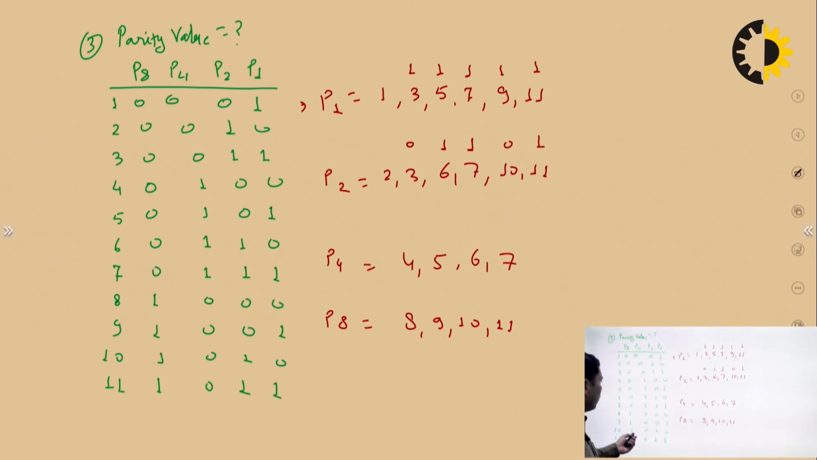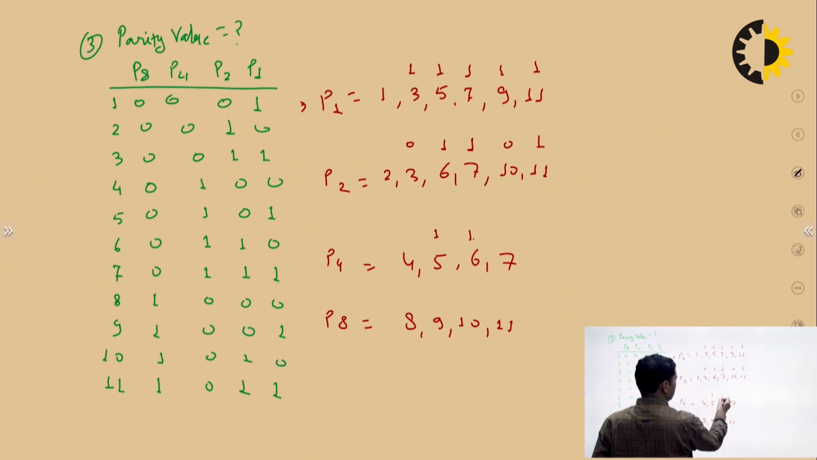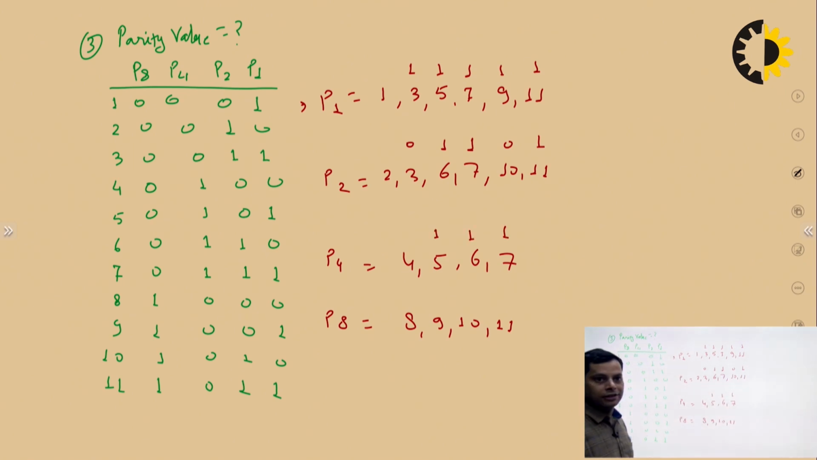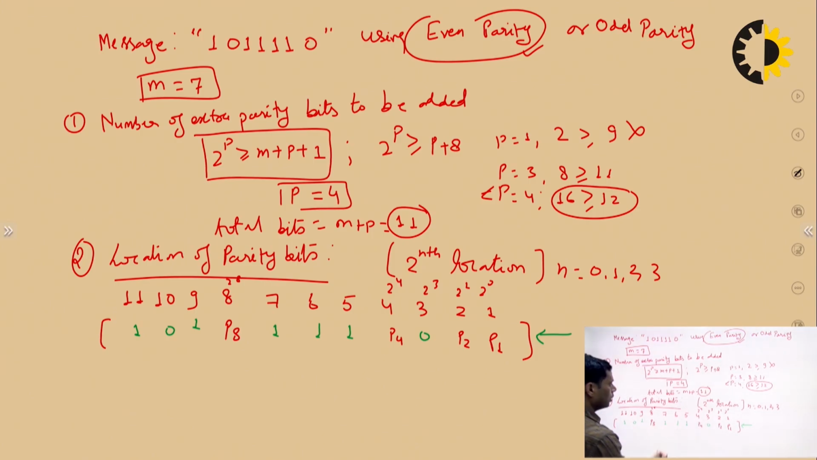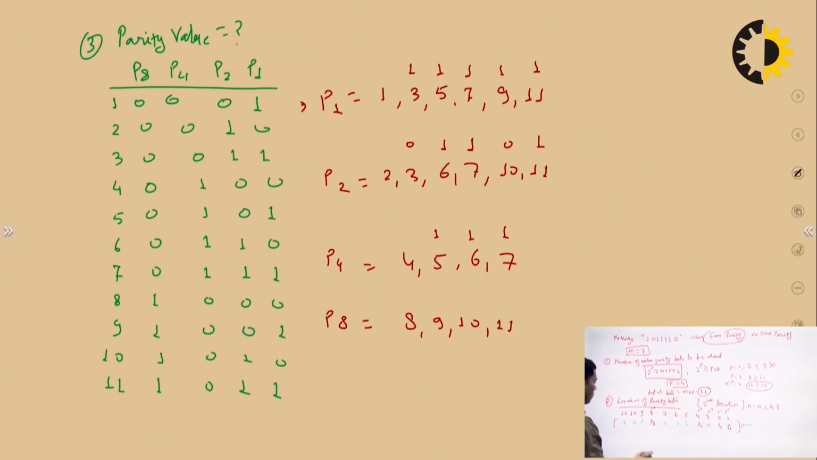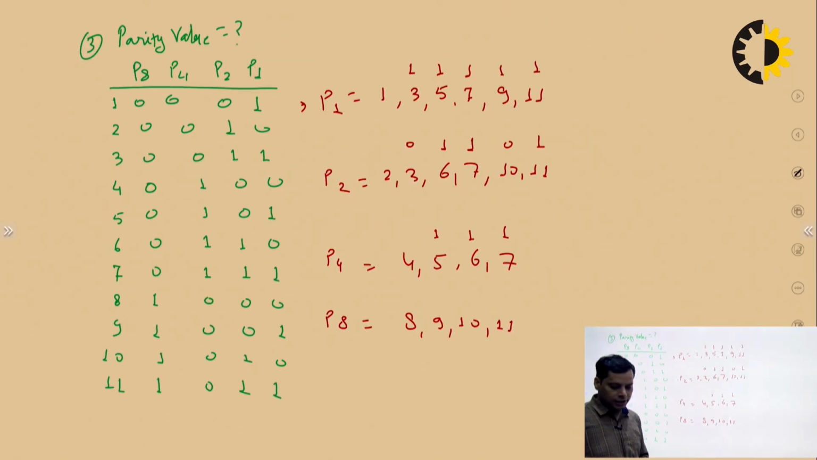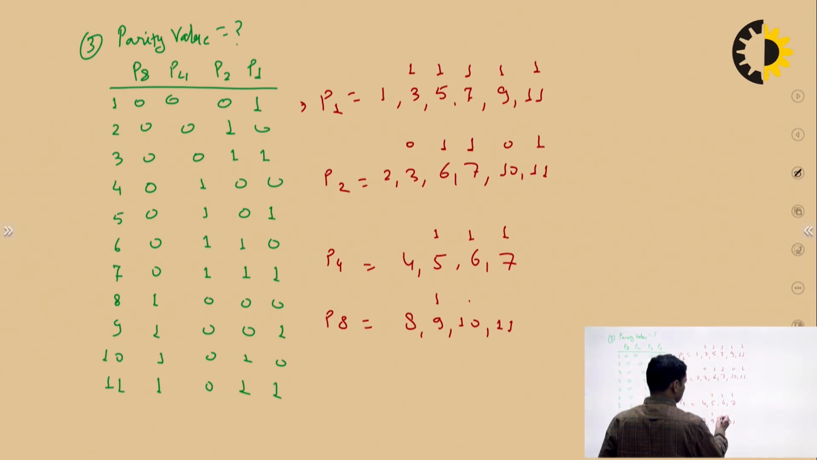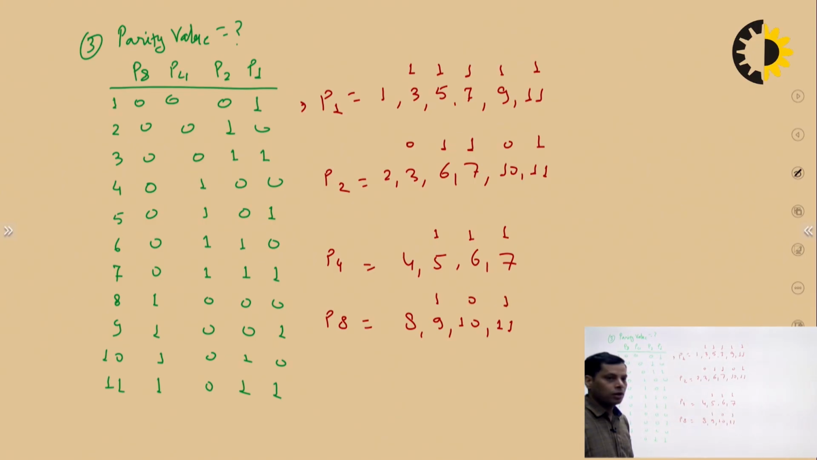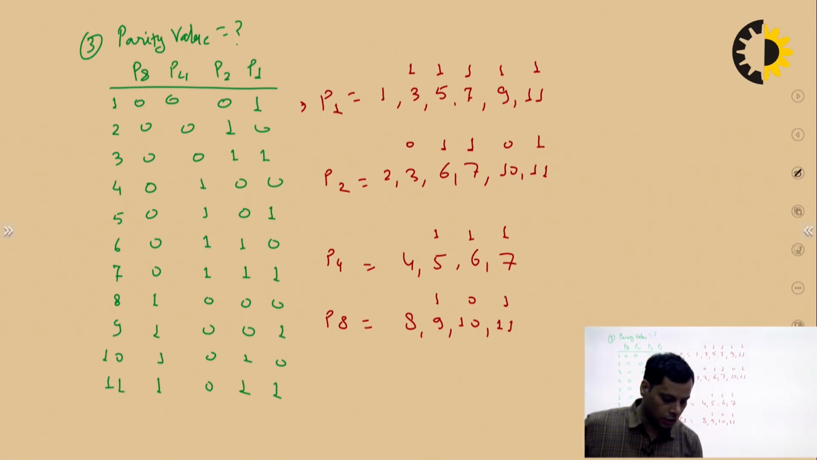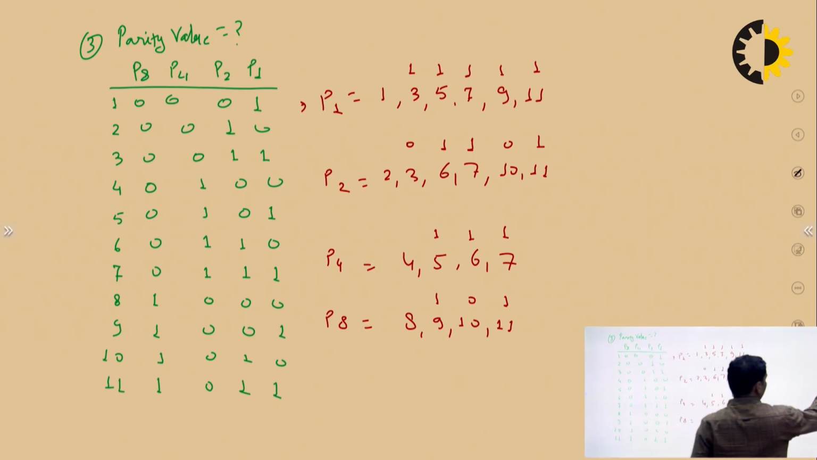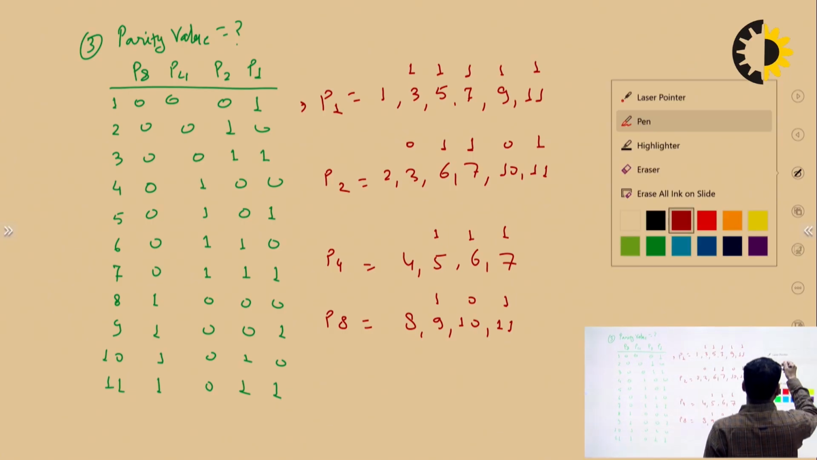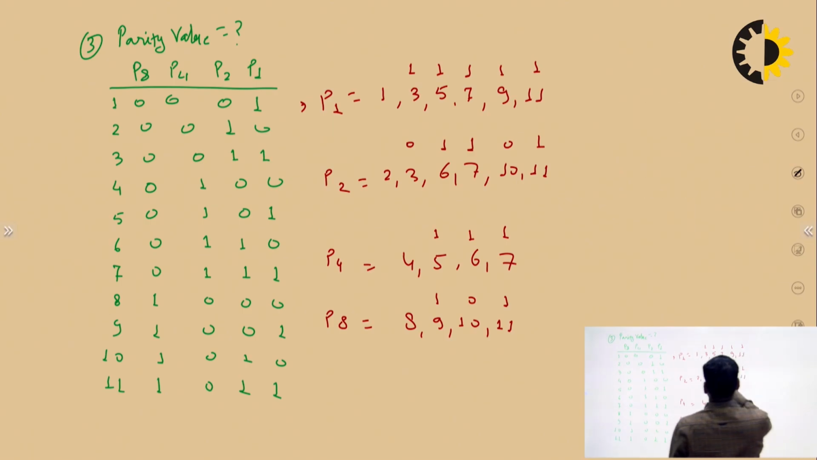In the same way, for positions 4, 5, 6, 7 we can similarly check: 5 is 1, 6 is 1, and 7 at the 7th position is 1. Or 8, 9, 10, 11, that is P8, which is a parity bit; the 9th position is 1, 0, 1. So we can now write it here: 1, 0, 1. So after marking the locations, our next task is to fill in the value of each parity bit.